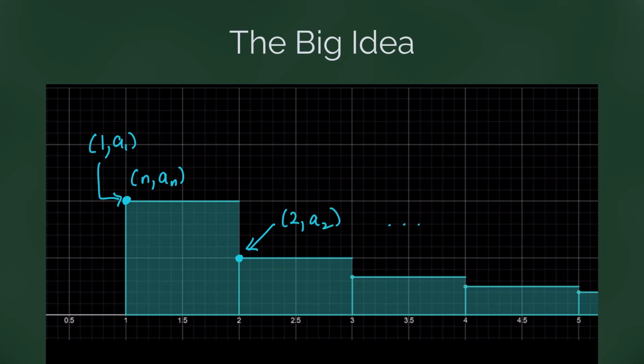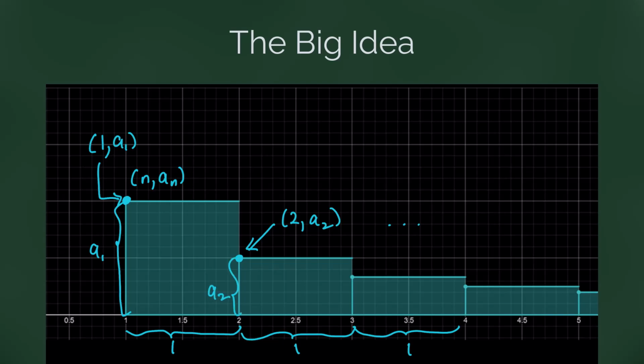When we look at this graph and we consider the rectangles that are drawn on it, notice that each of the rectangles has a base width of 1. Each of the rectangles has a height that corresponds to its term in our given sequence or series. This height is a sub 1. This height is a sub 2, and so on and so forth. Given the base of 1 and a height equal to the nth term, the area of each rectangle is then a sub n times 1, or just a sub n.